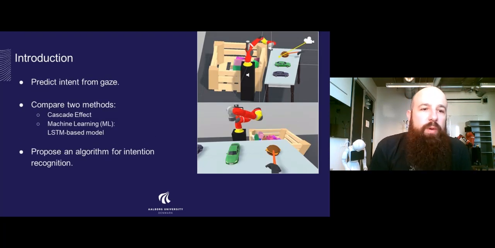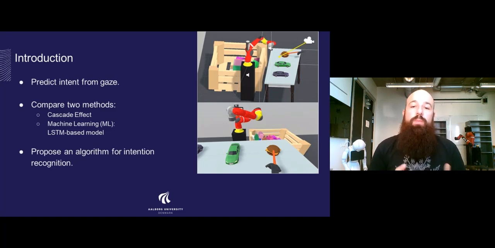In the paper, we try to predict intent from gaze, and to do so, we explore two methods: the Cascade Effect and a machine learning approach using LSTM-based models. At the end, we propose an algorithm for intention recognition using these two methods that use gaze as an input.